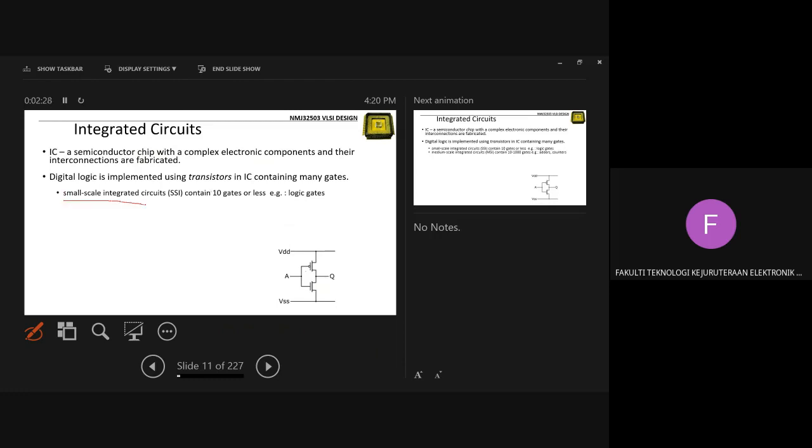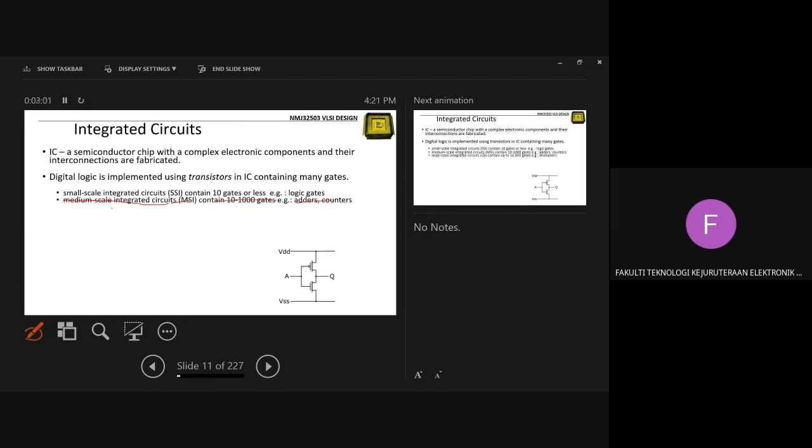We have small scale integrated circuit, we call as SSI. Okay, so during that time, only 10 gates or less. For example, logic gates. During that time, chips were fabricated for what we call simple logic operation. As you can see just now, the NAND gate, 2 input NAND gate fabricated in a chip. That is SSI.